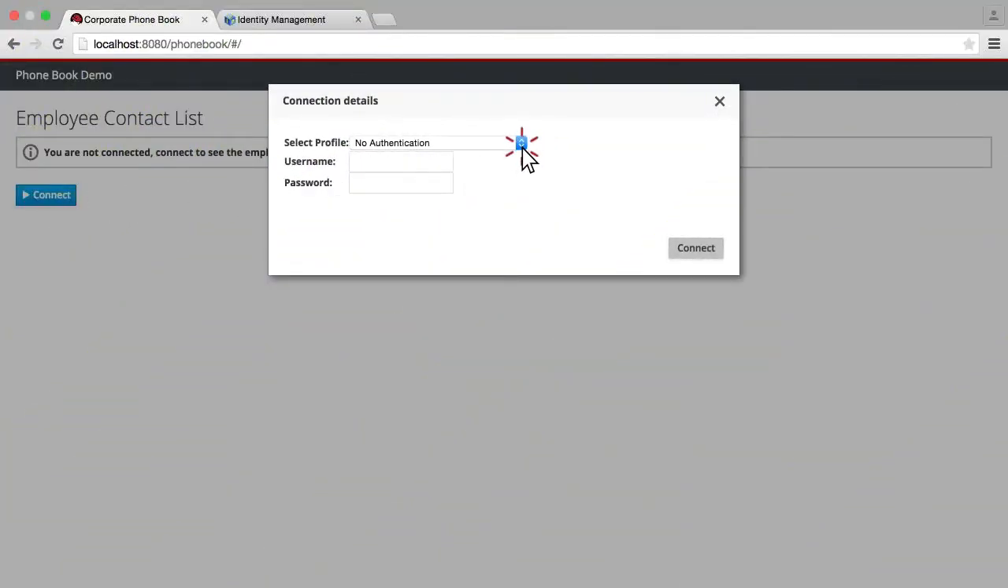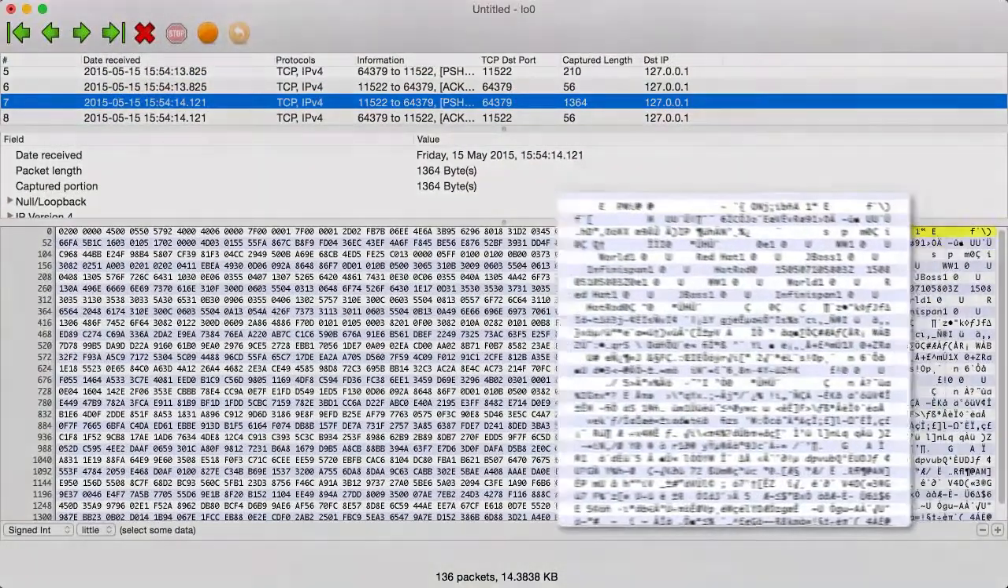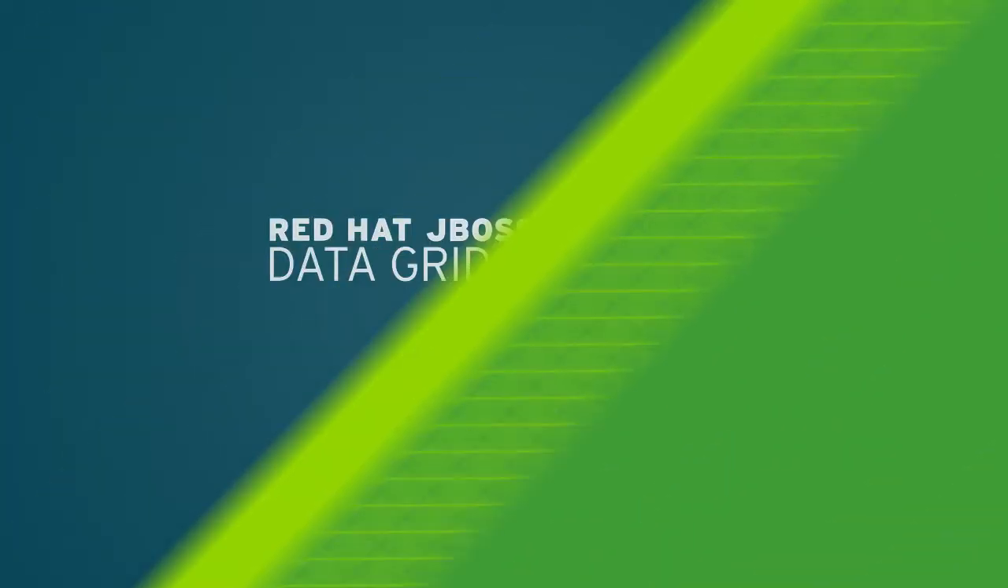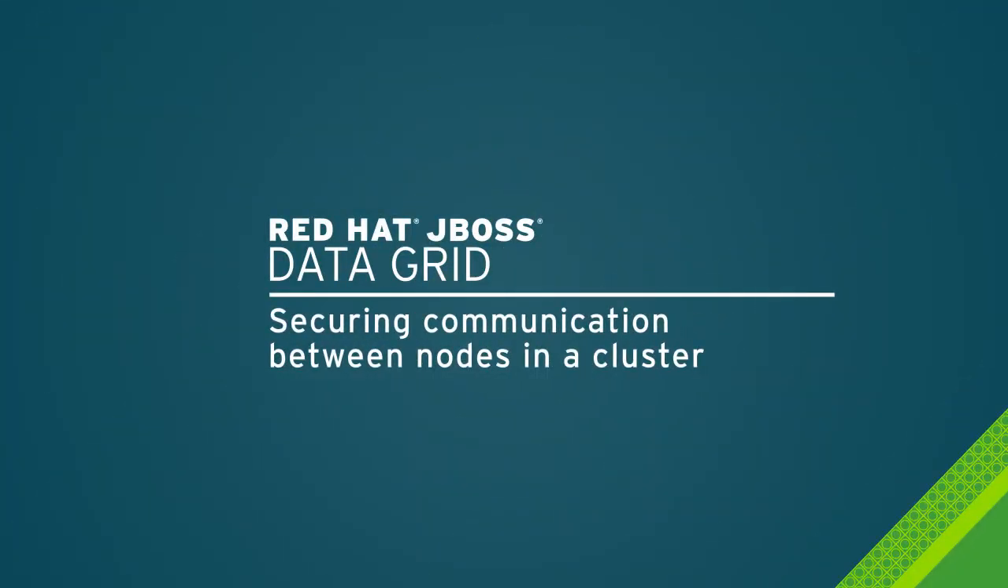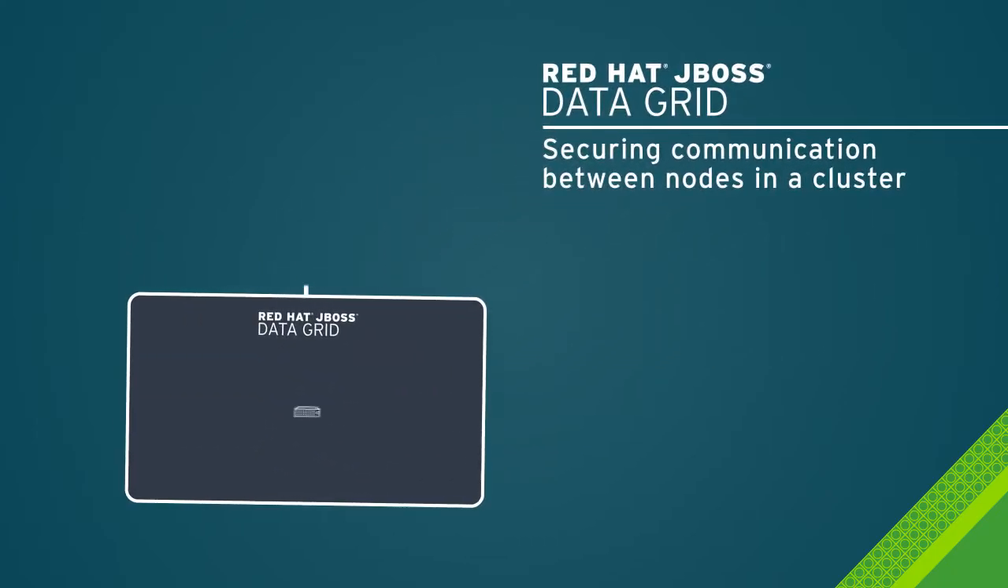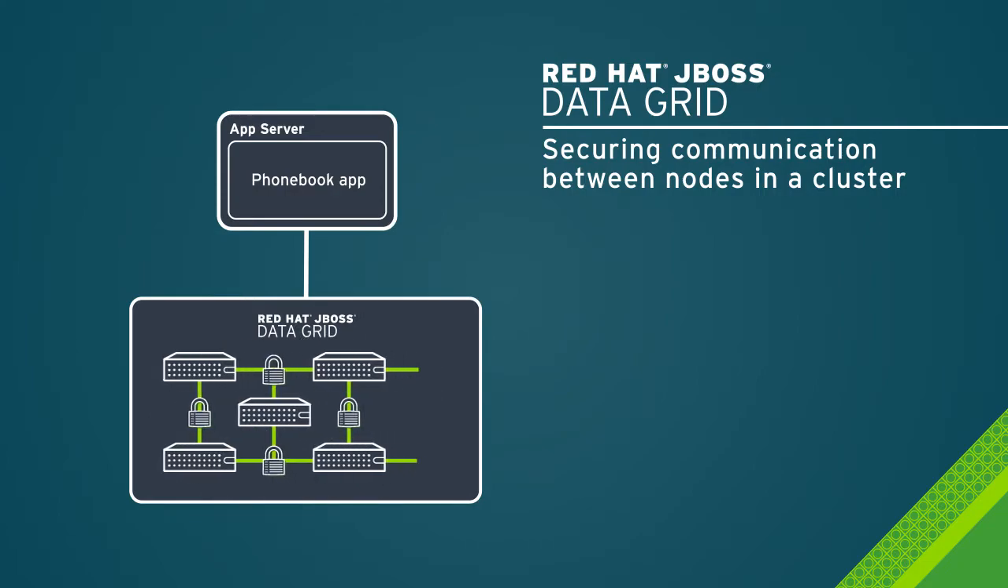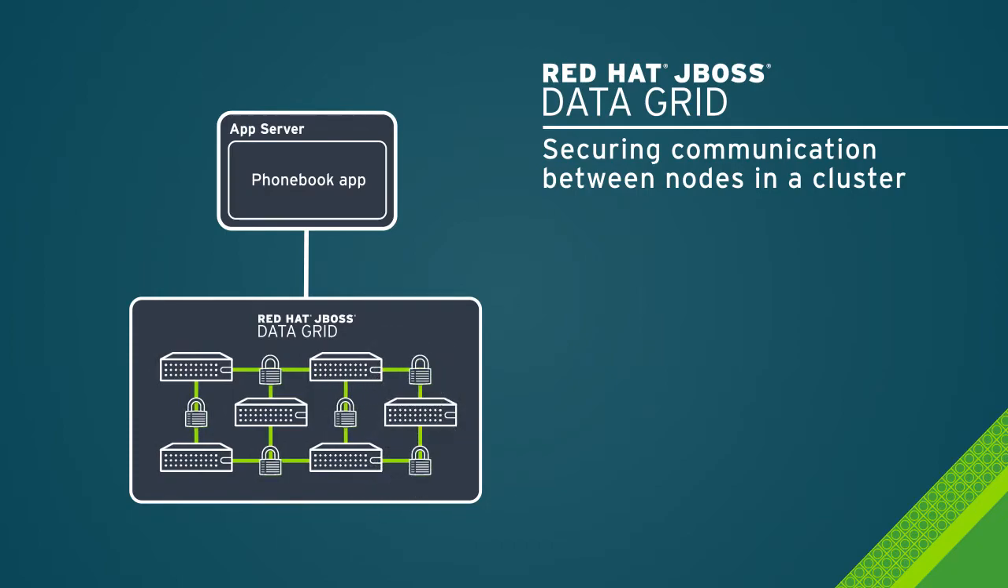If client-server communications are over an unsecured network or data is sensitive, JBoss Data Grid allows you to encrypt both credentials and data. JBoss Data Grid's authentication and encryption functionality extends beyond users and applications accessing data. You can also configure JBoss Data Grid to secure all communication between nodes and to require new nodes to authenticate before joining a secure cluster.